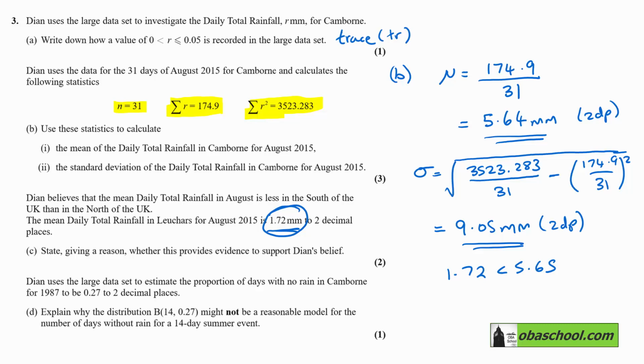Deanne uses the large dataset to estimate the proportion of days with no rain in Camborne for 1987 to be 0.27 to 2 decimal places. Explain why the distribution B(14, 0.27) might not be a reasonable model for the number of days without rain for a 14-day summer event.